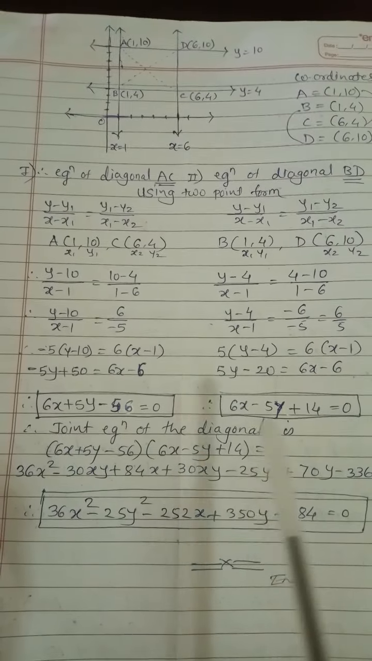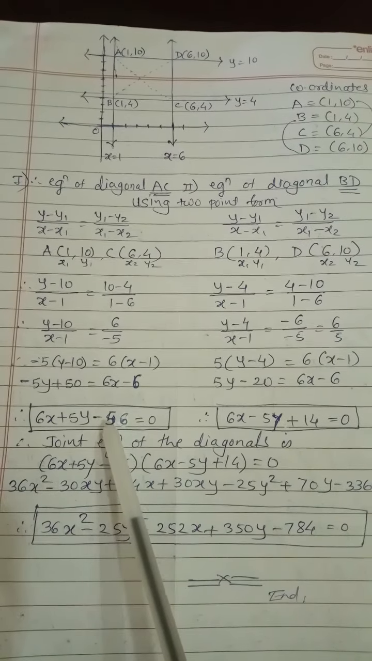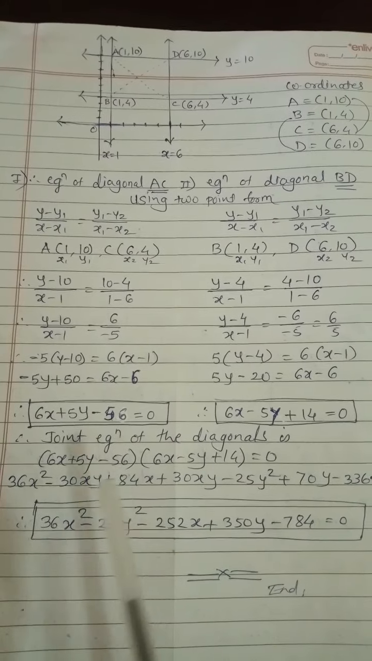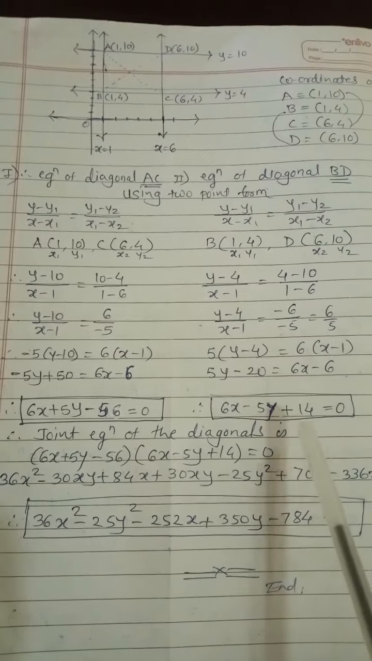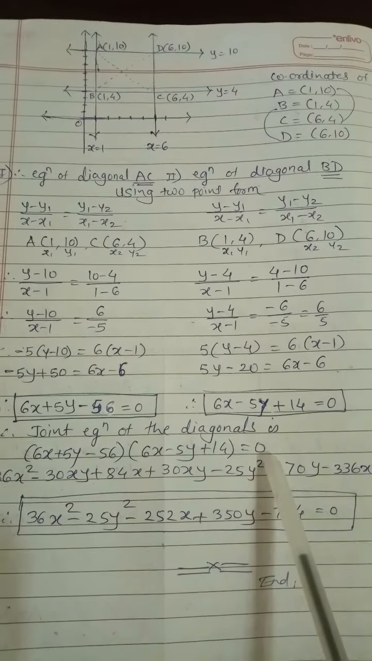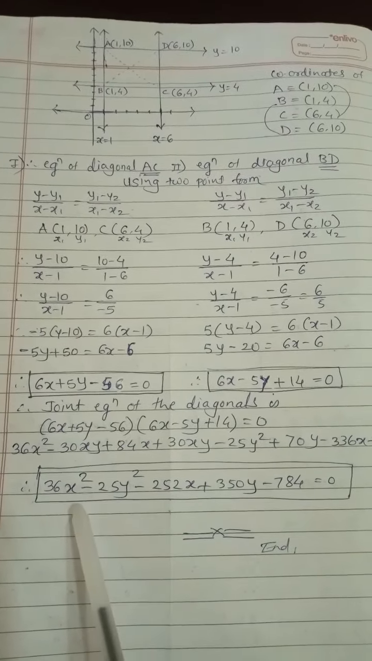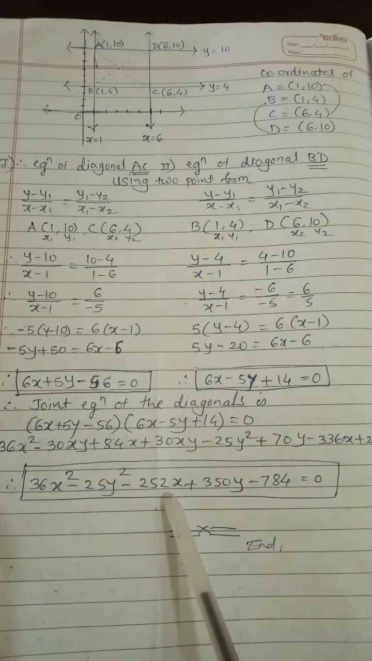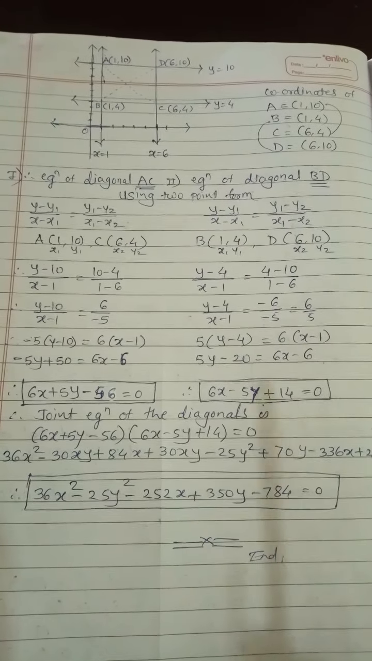Now we are going to find the joint equation of the diagonals. Considering that this is u and this is v, u into v equals 0 is the combined or joint equation. So in the first bracket 6x plus 5y minus 56, and in the second bracket 6x minus 5y plus 14 equals 0. Now by taking the product of these two, you will get the answer: 36x square minus 25y square minus 252x plus 350y minus 784 equals 0.